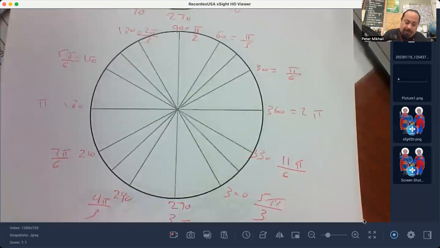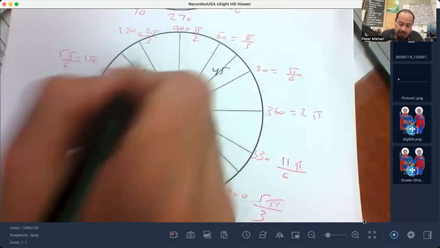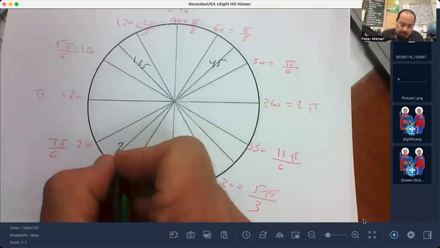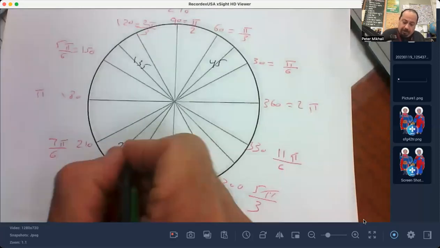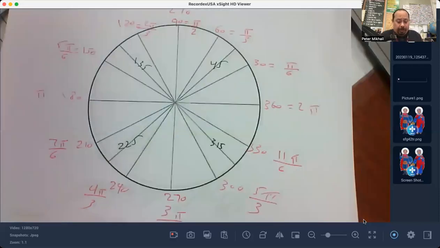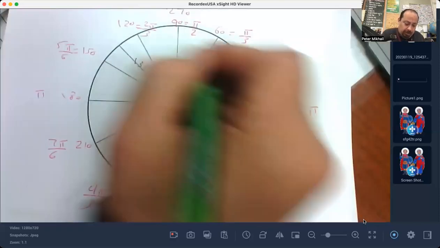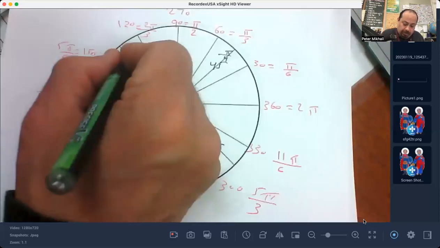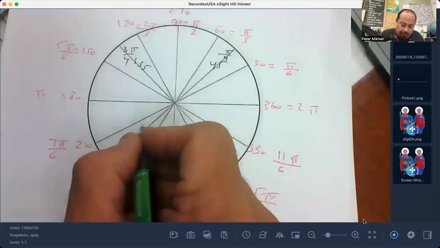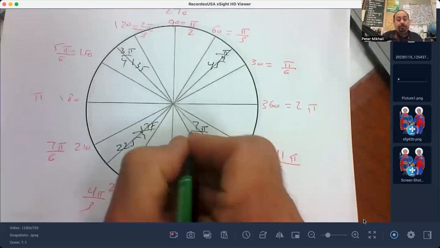And now the last thing, the 45, 135, 225, 315. As I said, that goes by what? By 2. That is pi over 4. Add another 2, it will be 3 pi over 4, 5 pi over 4, and 7 pi over 4.